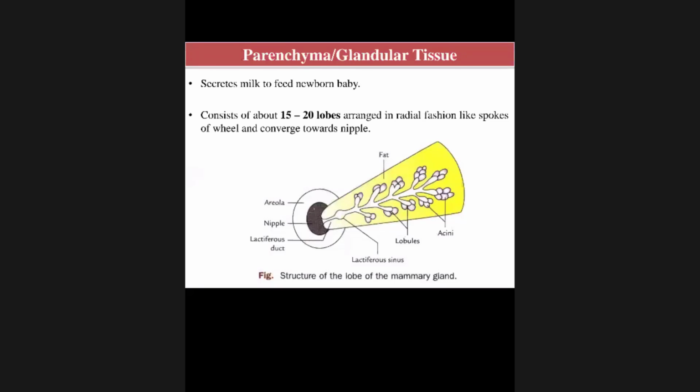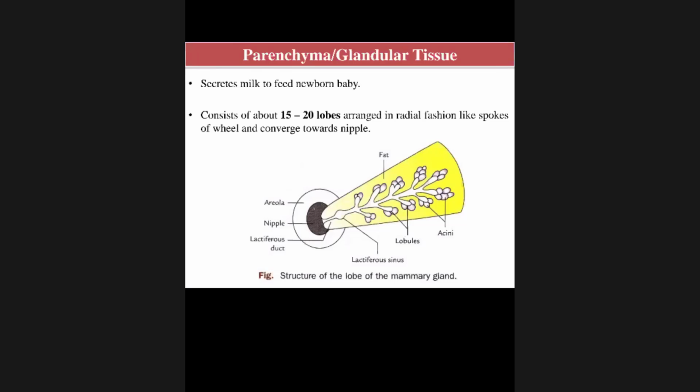And the parenchyma here consists of 15 to 20 lobes. They are arranged in a radial fashion like the spokes of a wheel and converge towards the nipple. All the glands and lobes converge towards the nipple. So that's why beneath the nipple or beneath the areola there is no fat. Glandular tissue proper is condensed there.